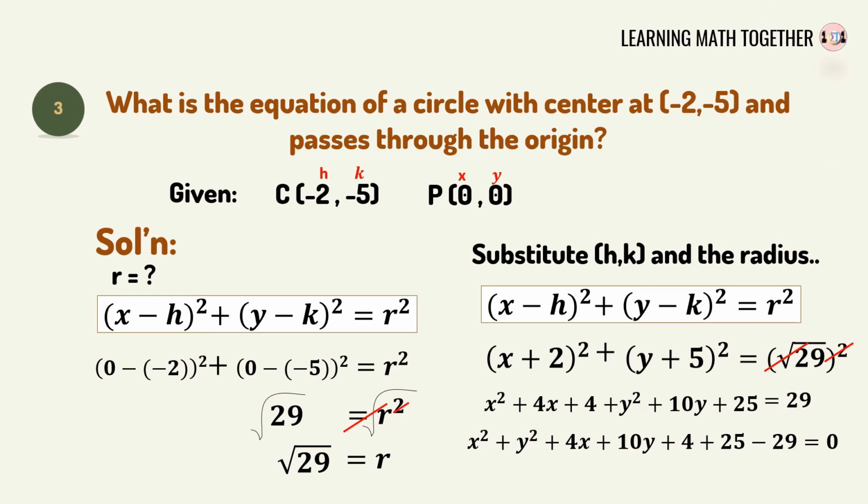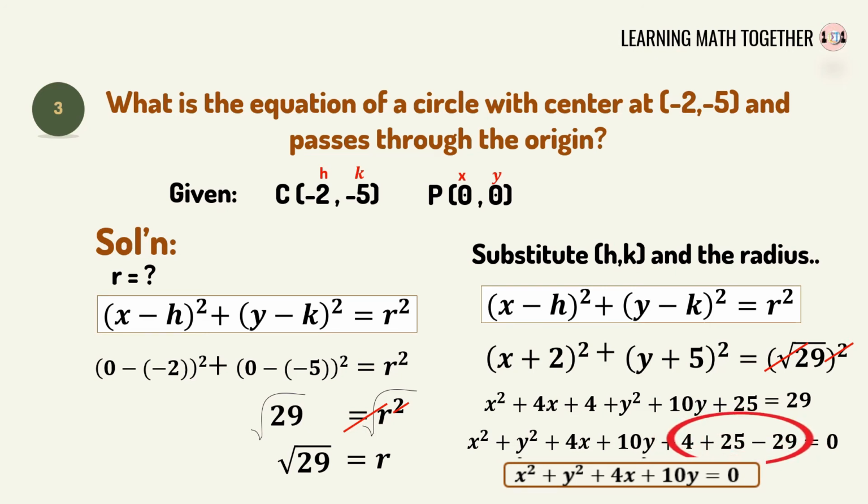Now let us simplify this one further, combining all the constant terms in this equation. So we have x squared plus y squared plus 4x plus 10y, and then let's combine 4 and 25, that is equal to 29, and then subtract 29 from 29, that is equal to 0. So we don't write 0 anymore, just copy equals 0. And this is the final answer. Now let's move on to the next example.